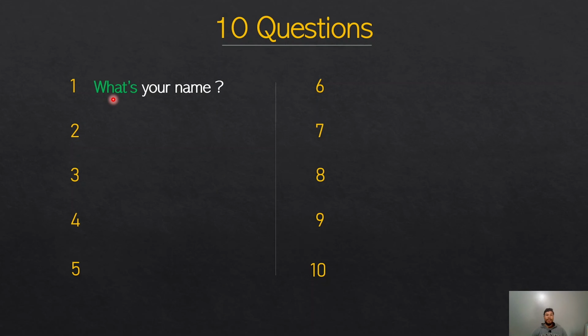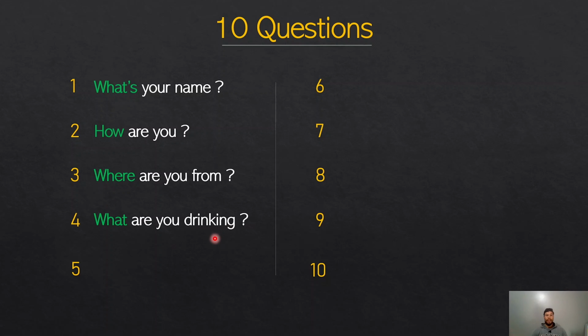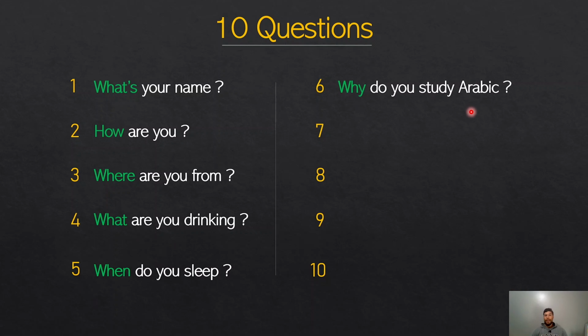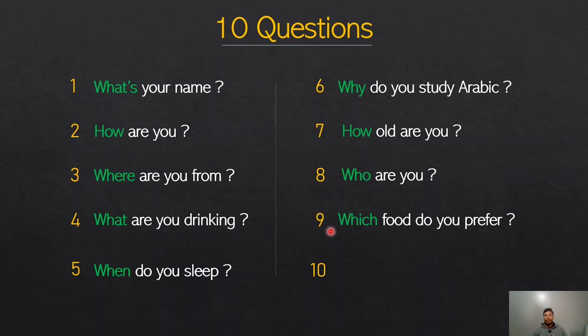The first question, what's your name? Second, how are you? The third, where are you from? What are you drinking? When do you sleep? Why do you study Arabic? How old are you? Who are you? Which food do you prefer? Do you speak Arabic? So these are the 10 questions that you are going to learn and master in this first chapter.